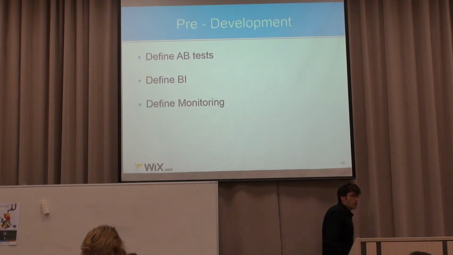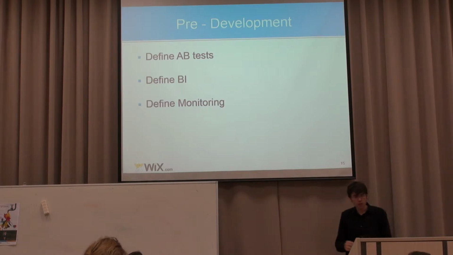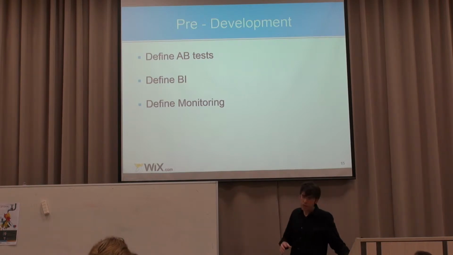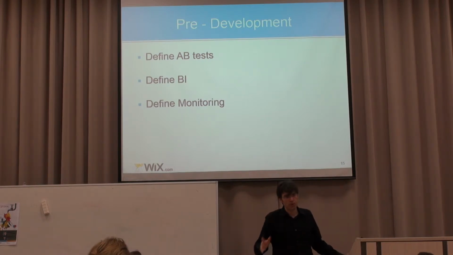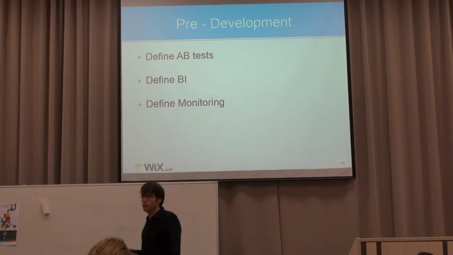Pre-development. I'm going to talk with you now about 3 things that I think are really essential to product management and definitely to delivery. And this is A/B testing, BI, which is a shortcut for business intelligence, and monitoring. What is A/B testing? A/B testing is probably the most powerful tool a product manager can have.